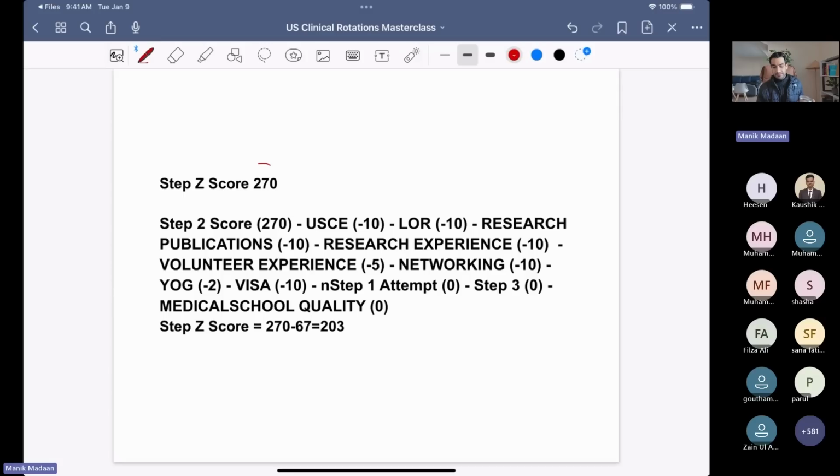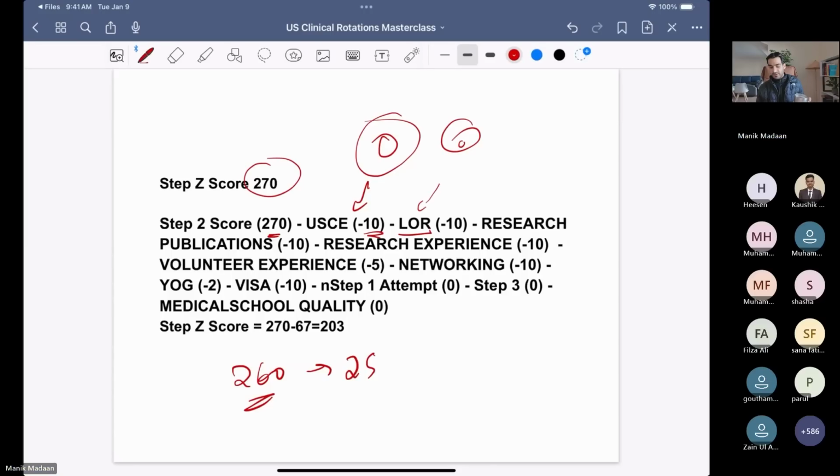So let's say you have a score of 270 on the Step 2, right? USCE, you have 0. You didn't do any USCE, you get a -10 because of that, right? Because I talked to you about the USCE rating scale, which many programs can use, and that gives you a -10. So your 270 now all of a sudden went to 260, right? You don't have any US LORs, right? You get a -10 again. You went to a 250. Research publications, you have nil, right?